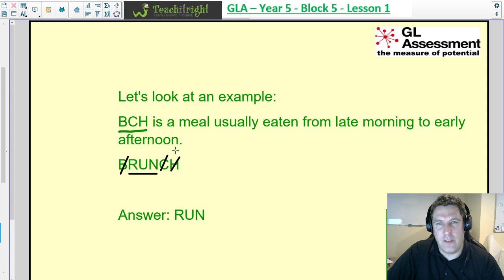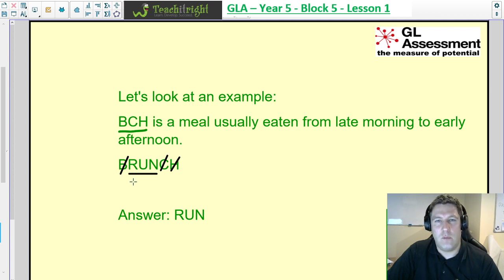Now, you may remember the first strategy is to have a go at spelling the word out. So as you can see here, we've spelt out the word brunch, and then we've crossed through the 3 letters that we've already been given. So we were given a B, a C, and an H. And when we've crossed through those, you can easily see we're left with the word run, and that's the answer.